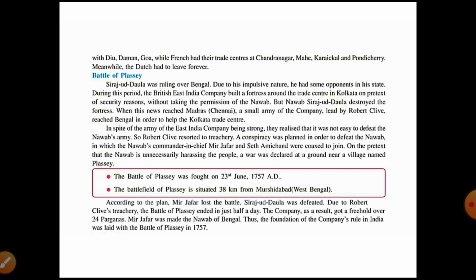Thus the foundation of the English Company's rule in India was laid with the Battle of Plassey in 1757. Okay, so after the Battle of Plassey in 1757, here we can see the strong foundation of British rule in India.